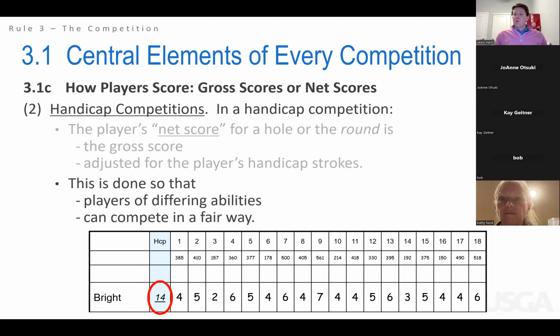If someone who is a 25 handicap wants to play with someone who's a 10 handicap, based on that handicap system and how those strokes allocate throughout the round, it's going to be able to do that to where those two players can play in an equitable manner.